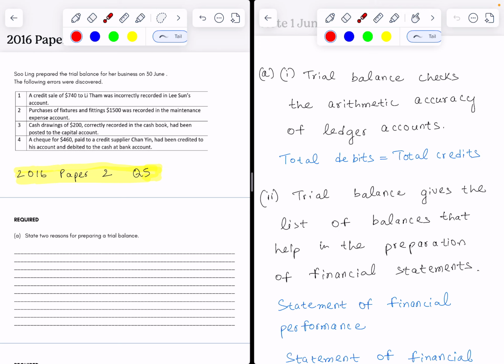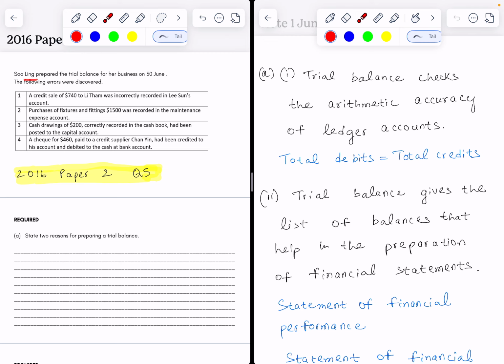Today we have got a question from a past exam. This question is from 2016 paper 2 exam and this is question number 5. In this question, we are mainly identifying the different types of errors which are involved and also preparing the relevant journal entries to correct these errors. So let's have a look into this question.